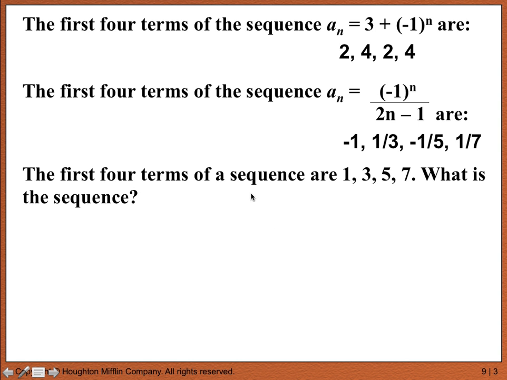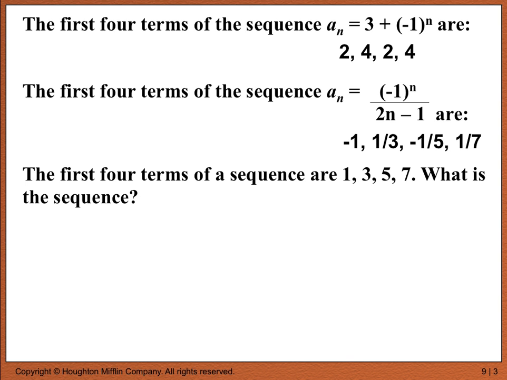The first four terms of a sequence are 1, 3, 5, 7. What is the sequence? These kinds of problems are probably what students find most difficult in sequences, when you have to work backwards. In the first two examples, you really are just plugging in numbers. But when you're given the terms and have to figure out what the function is, that's where it can get tricky, because you have to be able to find the pattern.